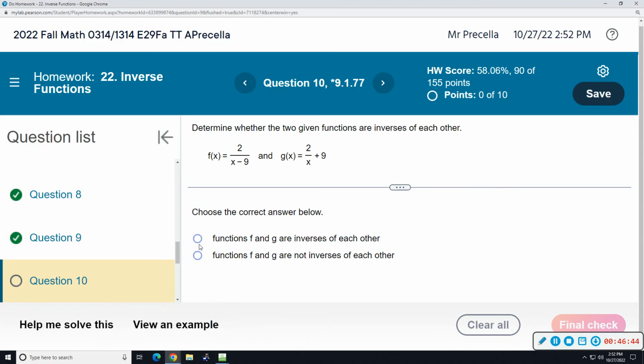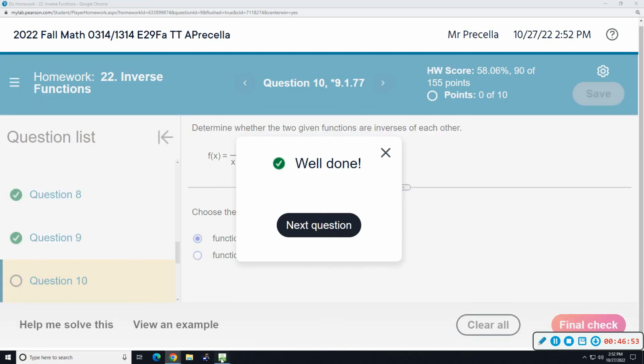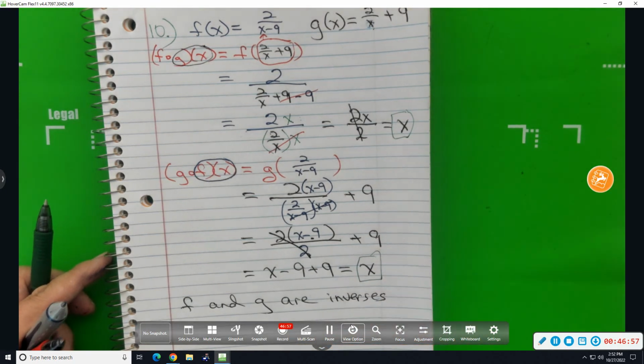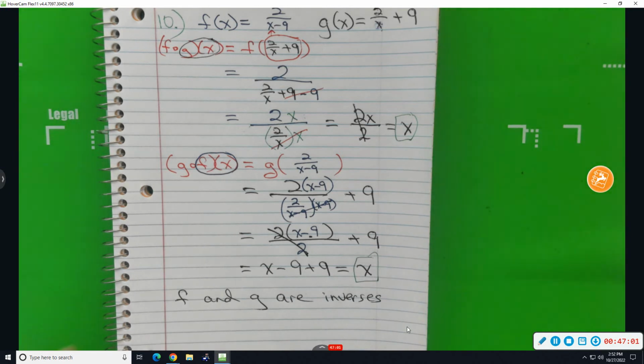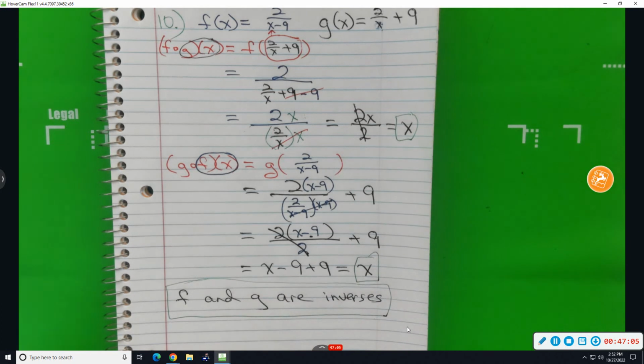Oh, hide that. Wait. Technically, so I'll write f and g are inverses. Oh, move the little thing down. Any questions there?